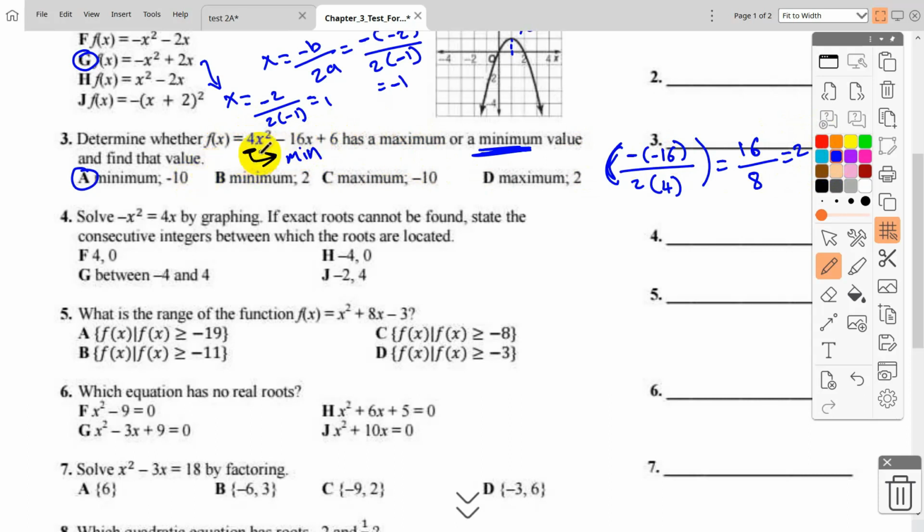So the answer is negative 10 and minimum, so the correct answer is letter A. Question 4, solve negative x squared equals 4x by graphing. If exact roots cannot be found, state the consecutive integers between which the roots are located.